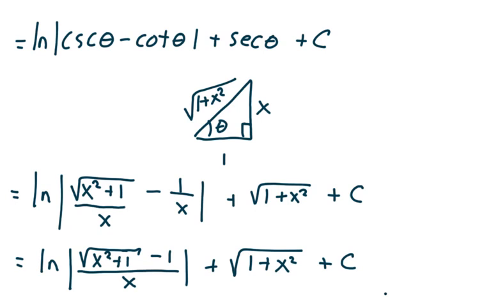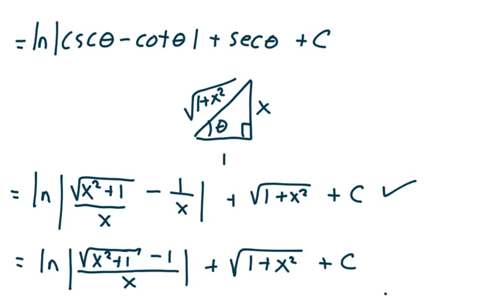And remember, cosecant theta is the hypotenuse divided by the side opposite to angle theta. And that's where I'm getting the natural log of the absolute value of square root of x squared plus 1 over x. And then cotangent theta is 1 over x, adjacent over opposite. So once again, I get the natural log of the absolute value of the square root of x squared plus 1 over x minus 1 over x plus secant theta, which is the square root of 1 plus x squared plus c.